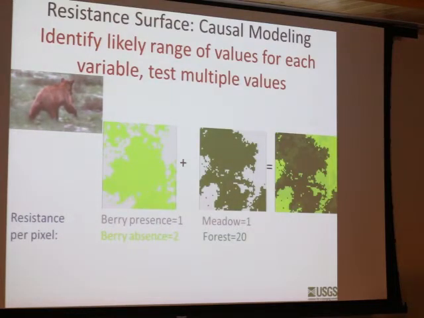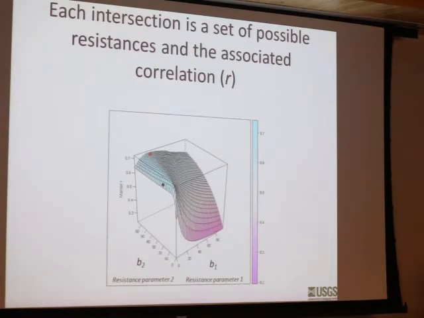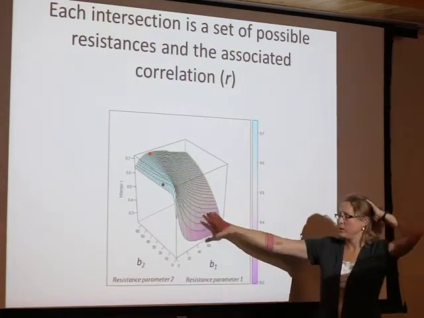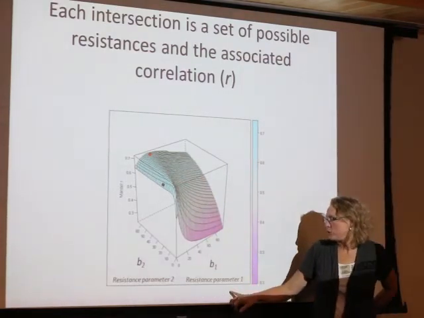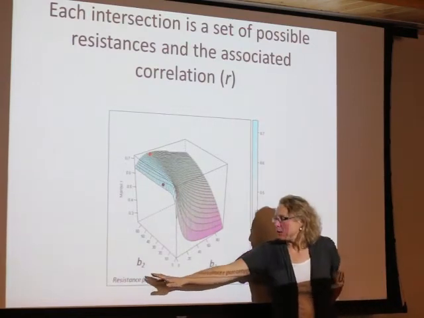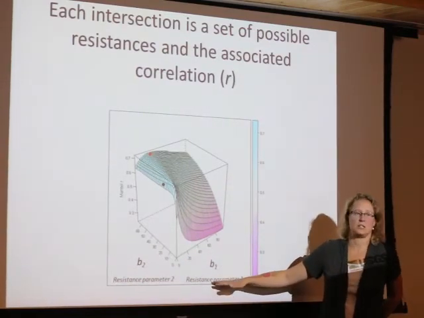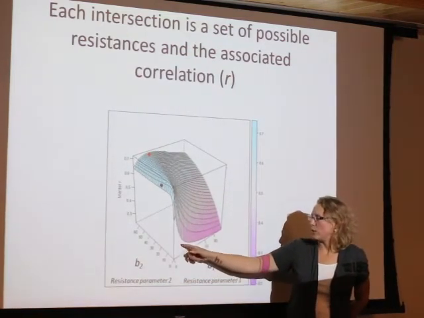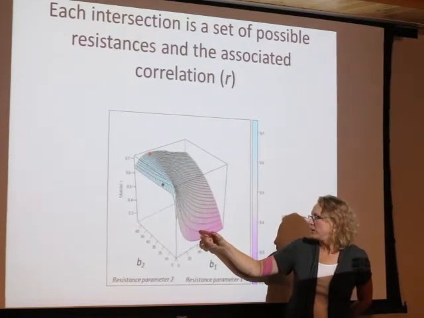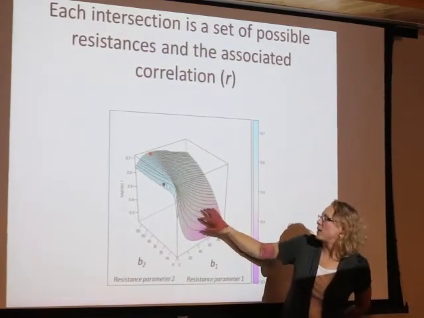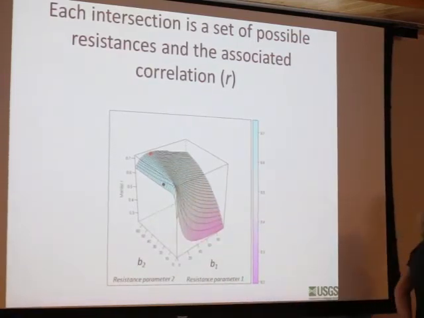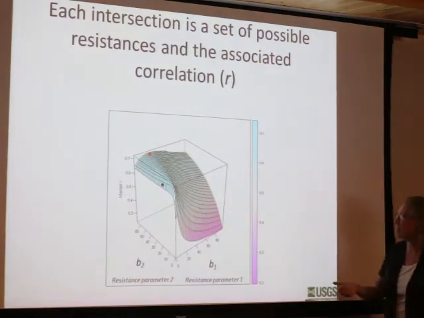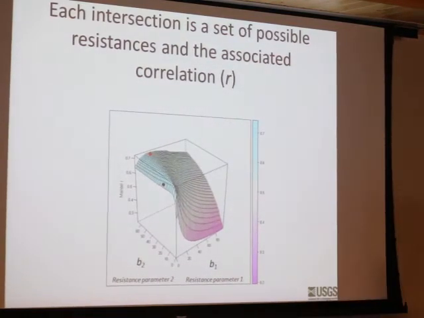Again, so causal modeling, you're testing multiple values. The way you can think about that is, this is sort of an underlying likelihood model. It's a picture of the likelihood. So if you have two resistance variables, say maybe berry presence/absence and forest, and you have a potential value for each one of those, each intersection here is a potential set of values. If you calculate all of those, which I did in this case after 3 weeks of high-performance computing, you get a surface like this that tells you what the likelihood surface actually looks like.